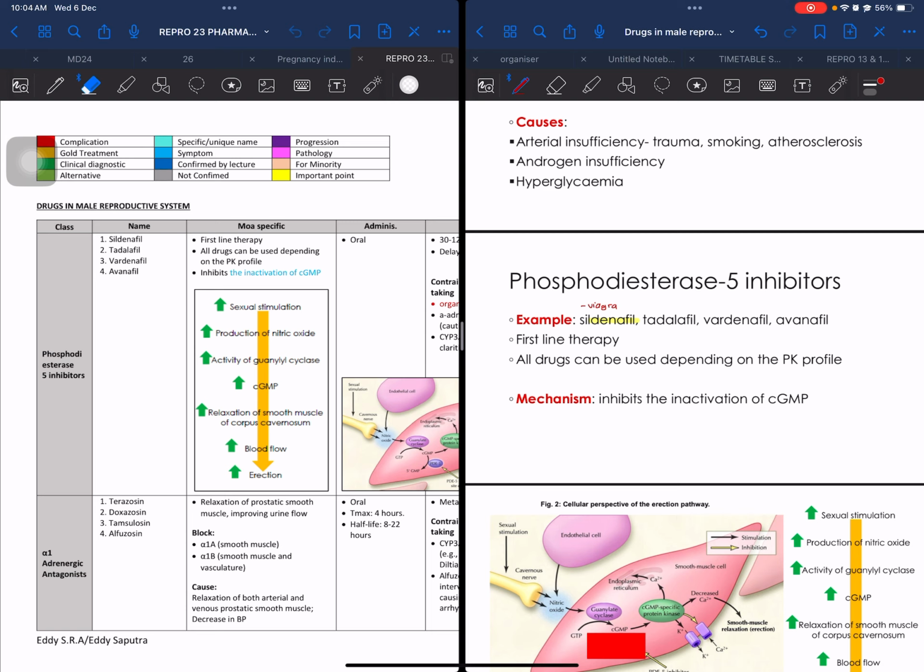Why? Because cGMP reduces... Pointer, doctor. Sorry. Pointer. Sorry.